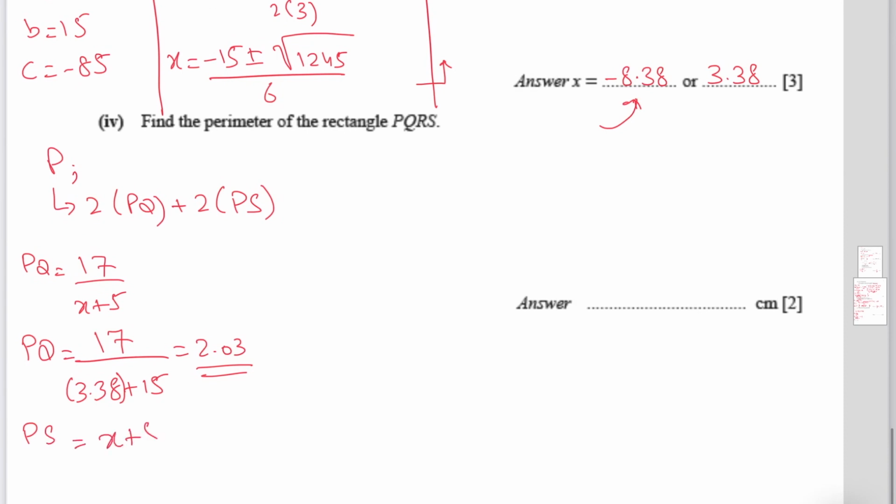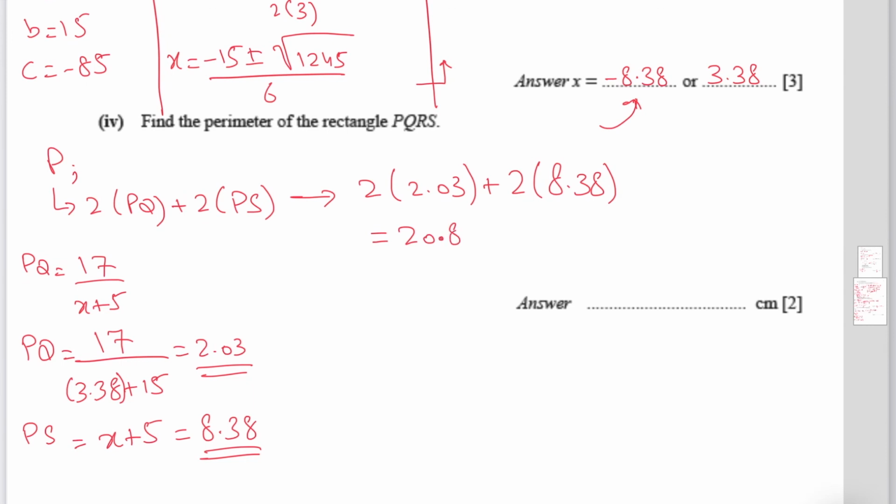PS is x plus 5. So x is 3.38, plus 5 gives us 8.38. Okay, that's PS. Now let's find this. So 2 times 2.03 plus 2 times 8.38. Let's see what we get. Eventually, we plug this into the calculator. 2 times 2.03 plus 2 times 8.38. This gives us 20.8 centimeters, and that's your final answer.